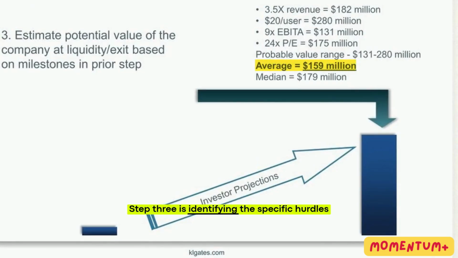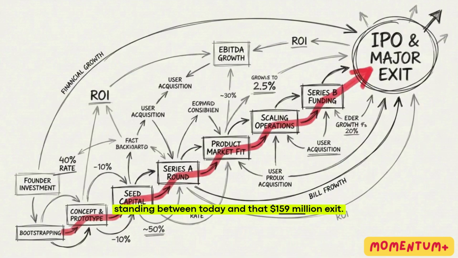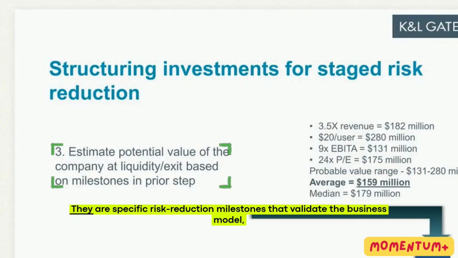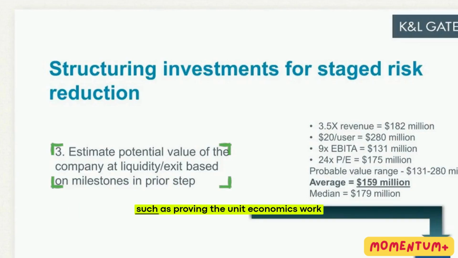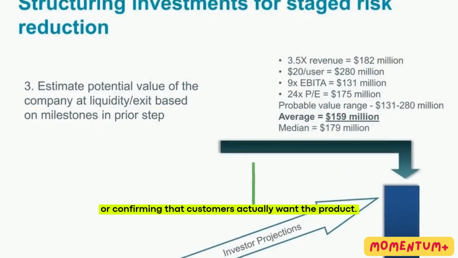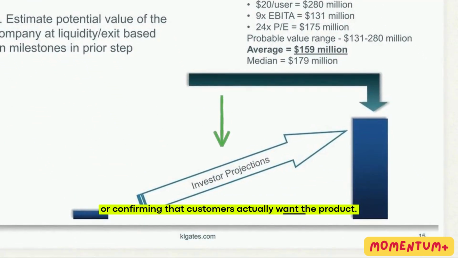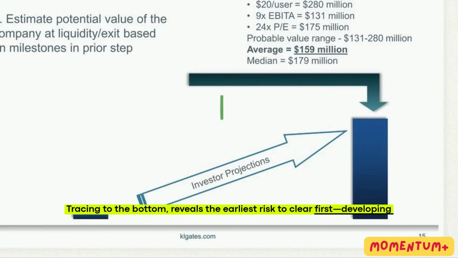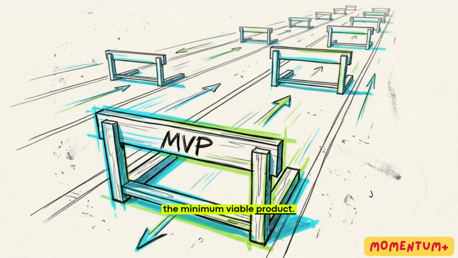Step 3 is identifying the specific hurdles standing between today and that $159 million exit. The investor works strictly backward down the list. These aren't standard operational goals like hire 10 engineers. They are specific risk reduction milestones that validate the business model, such as proving the unit economics work or confirming that customers actually want the product. Tracing to the bottom reveals the earliest risk to clear first, developing the minimum viable product.